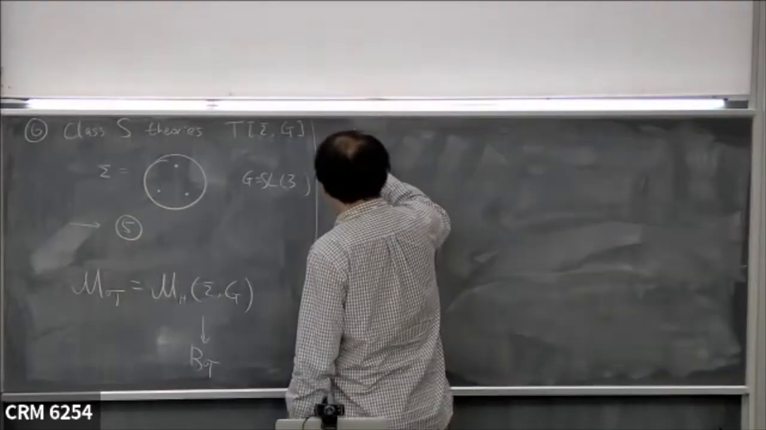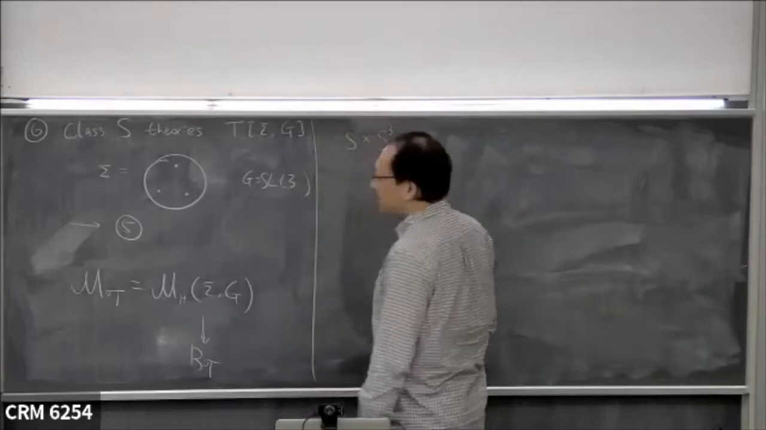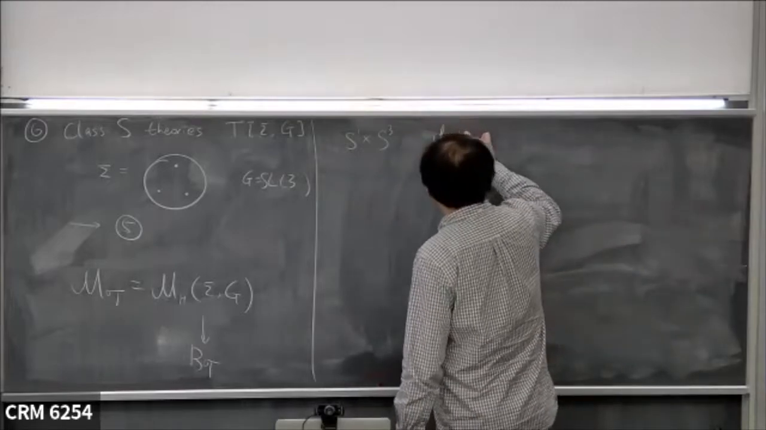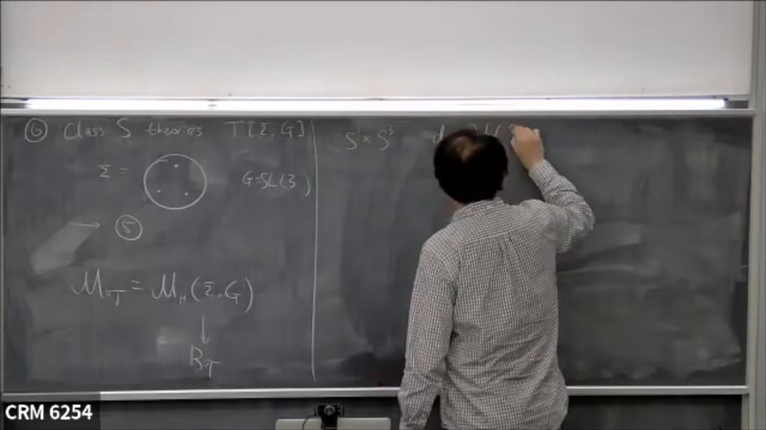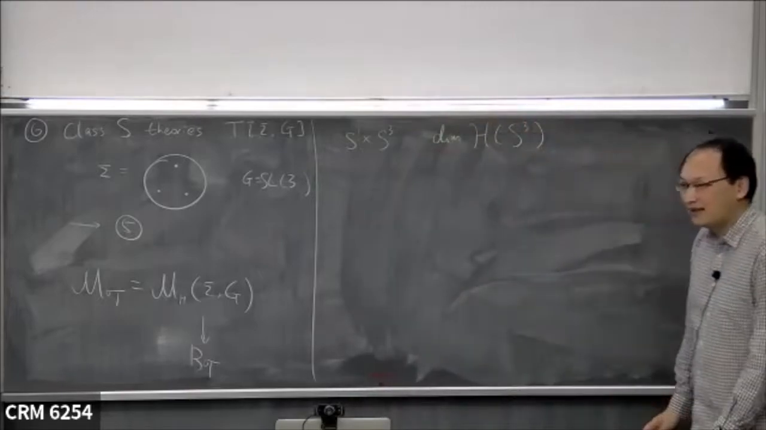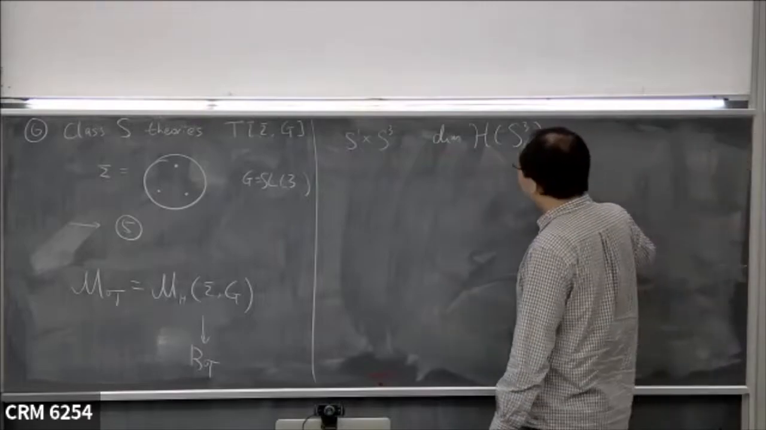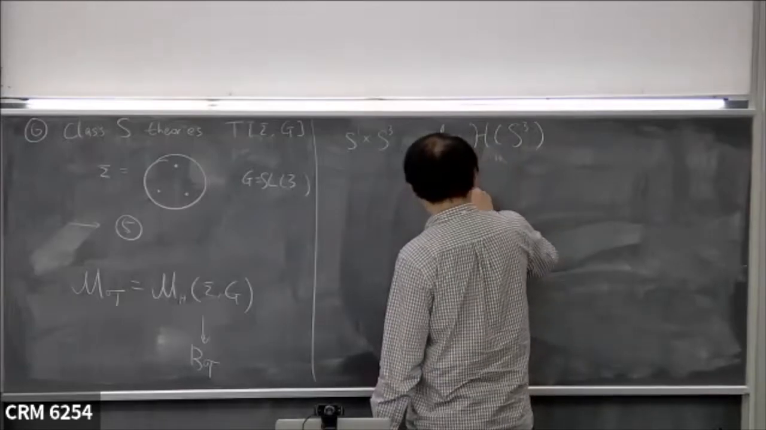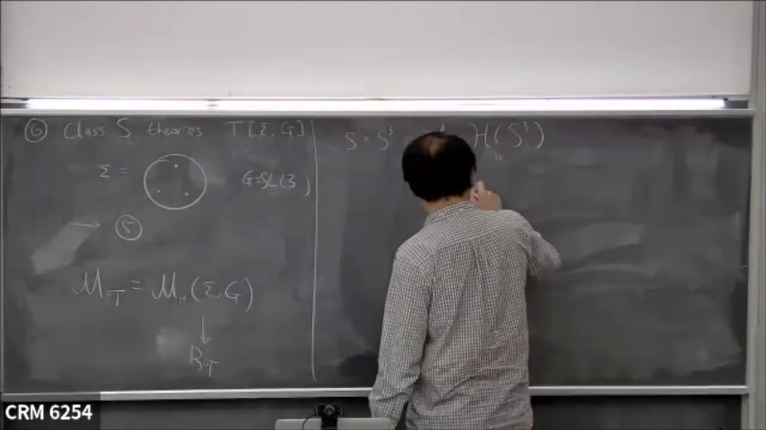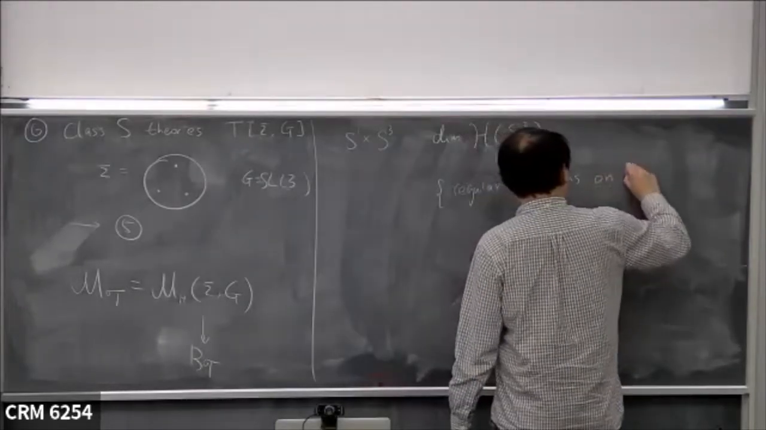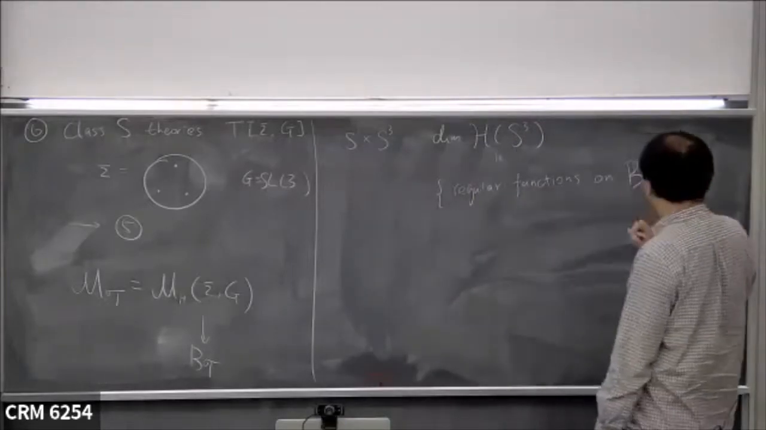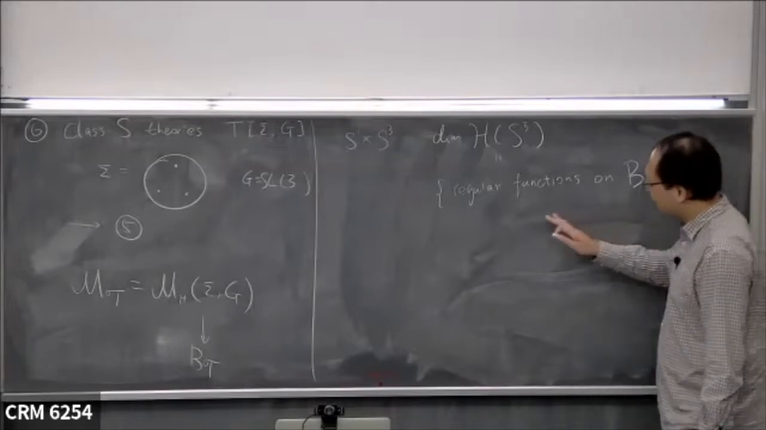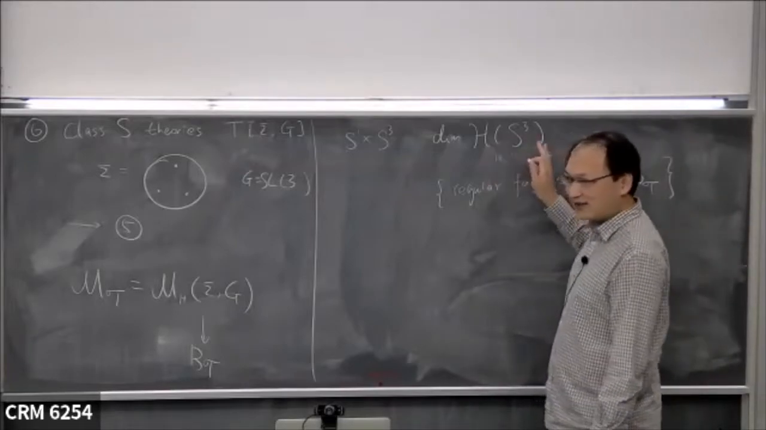Maybe the simplest one is S1 times S3. So what is this? This is counting the dimension of the Hilbert space that you associate to S3. And if you think a bit about this, this Hilbert space can be identified with the space of holomorphic functions, or regular functions, on the base of the Coulomb branch. But this guy generically is not compact. So this space, therefore, is generically infinite dimensional.